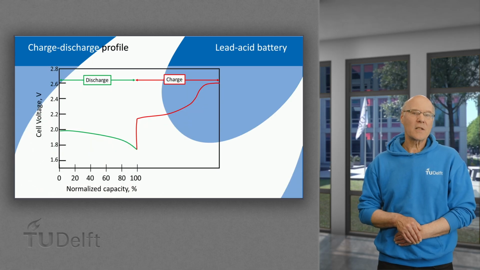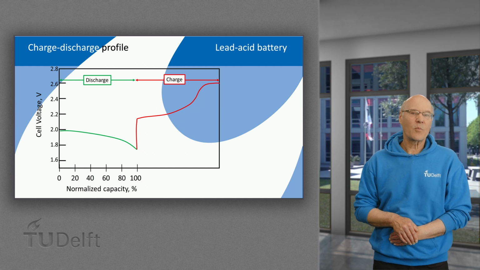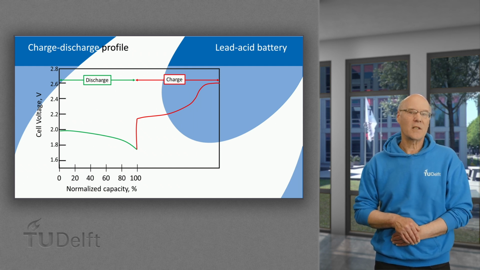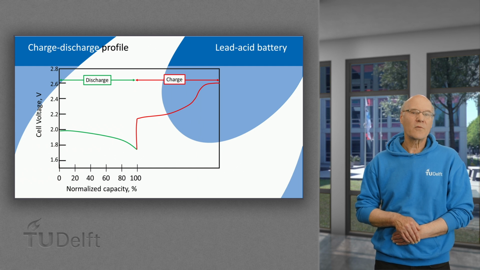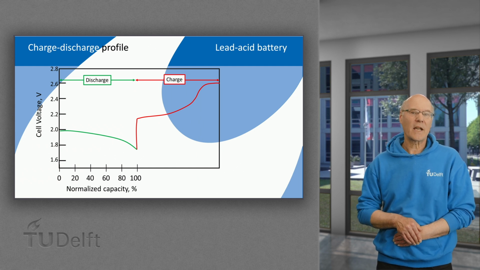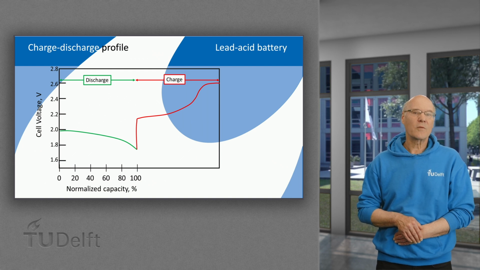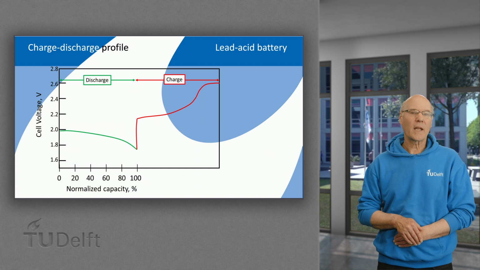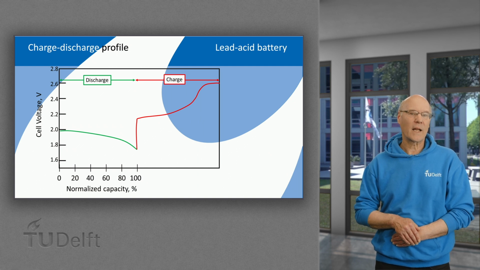A charge and discharge profile of a lead-acid battery shows a significant difference between the charge and discharge profile, which is a result of various parasitic reactions that occur in the cell, as well as the internal resistance of the whole system, which is related to the complicated redox reactions at both electrodes.